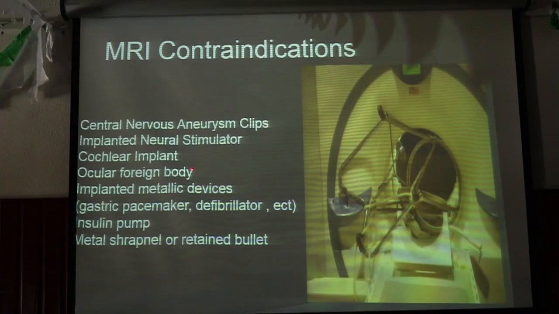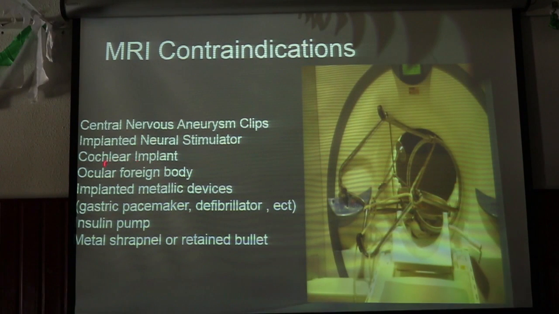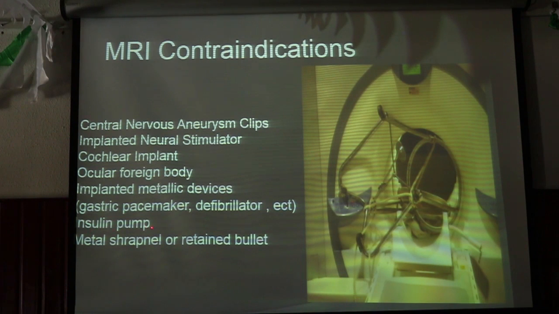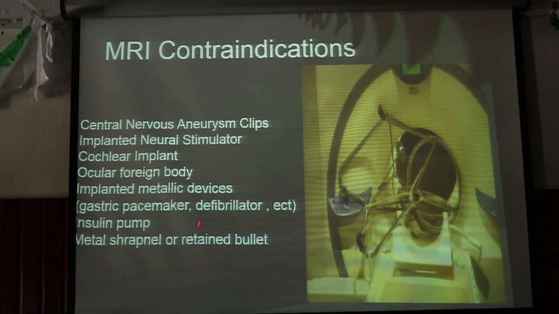Contraindications for MRI include CNS aneurysmal clips, implanted neural stimulator, cochlear implant, metallic foreign body, implanted metallic devices such as gastric pacemaker, defibrillator, insulin pump, etc. And then we have metal shrapnel or retained bullets.